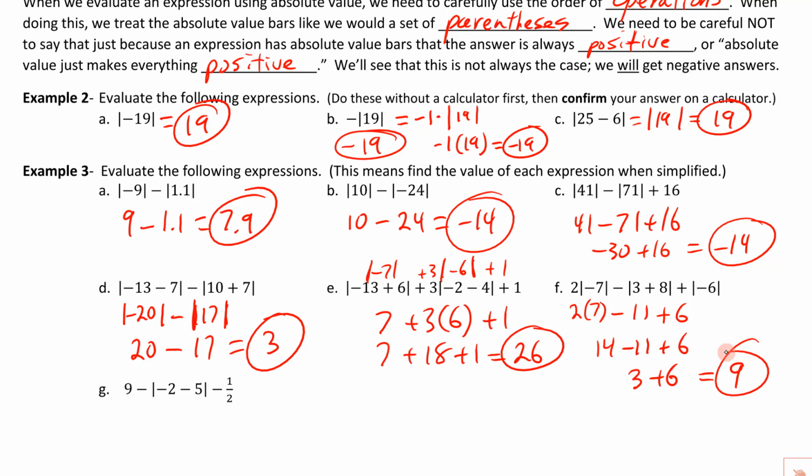Okay, and then we've got this last one. This last one happens to have a fraction in it. So let's see, we've got 9 minus, when we put the two of these together, we have negative 7. So it's the absolute value of negative 7. That would be 7. And then we've got minus 1/2. So we've got 9 minus 7 is 2. And then 2 minus 1/2, that would be 1.5. But again, we're not going to write it as a mixed number. We're going to write that as an improper fraction. So we're going to write that as 3/2.